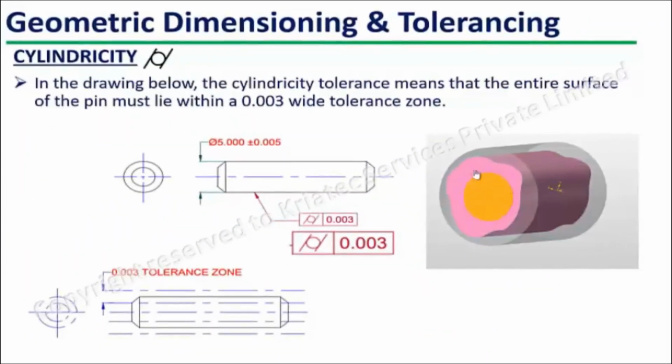So in this 3D, you can understand the magenta color is your profile. Throughout the length it is considered. Orange color is the lower value, that is the inner coaxial cylinder, and the transparent image is your outer coaxial cylinder. So for this feature, the diameter 5 mm pin should have a tolerance of plus or minus 0.005.